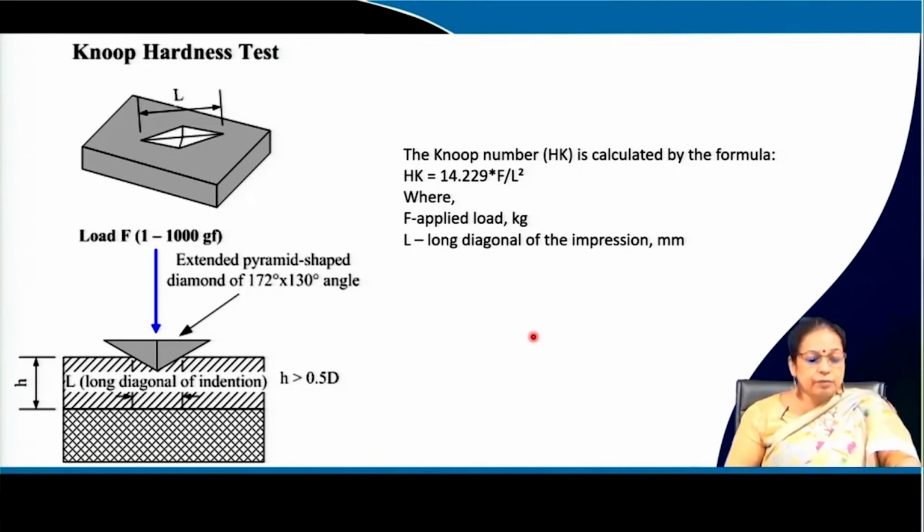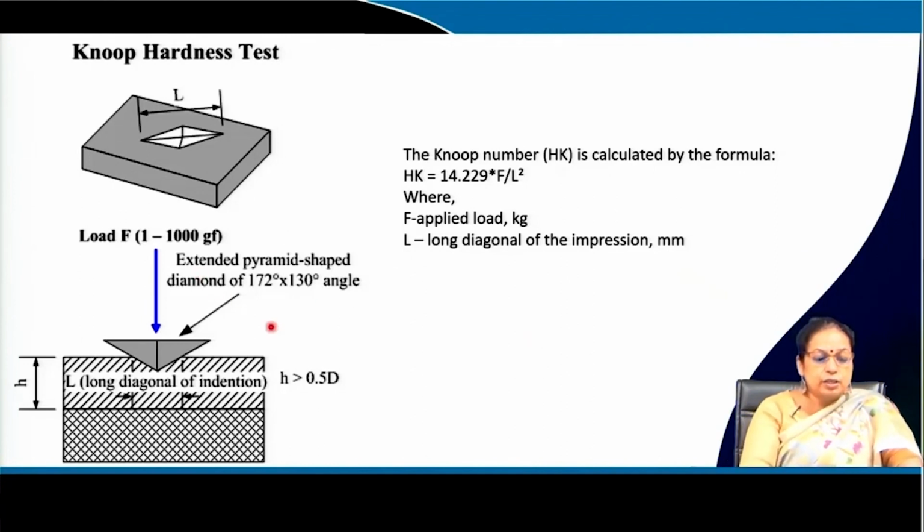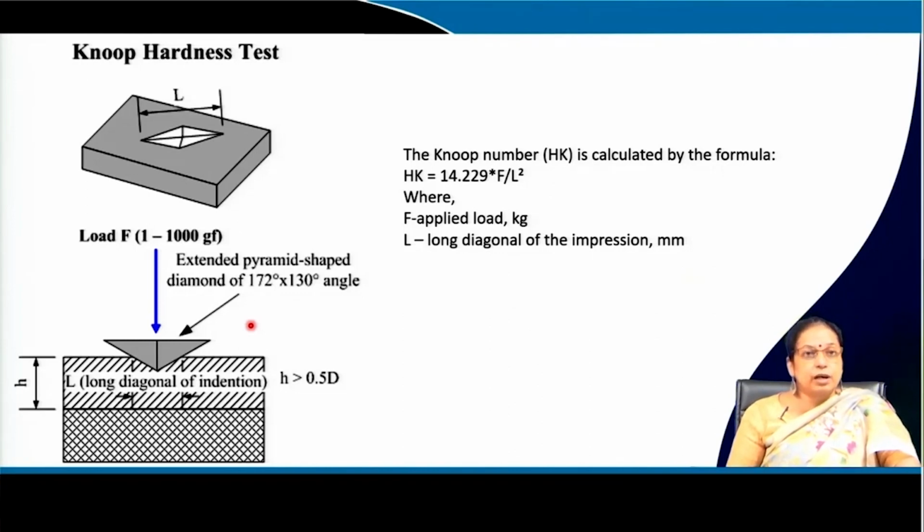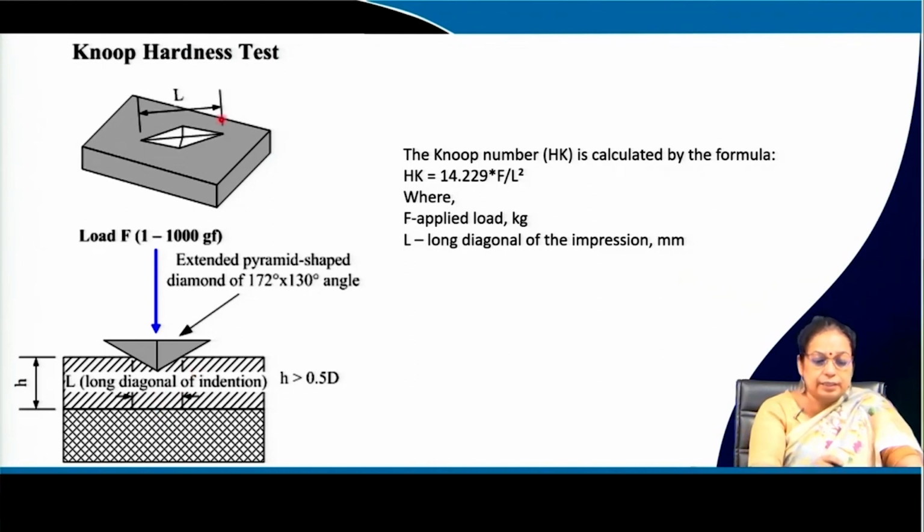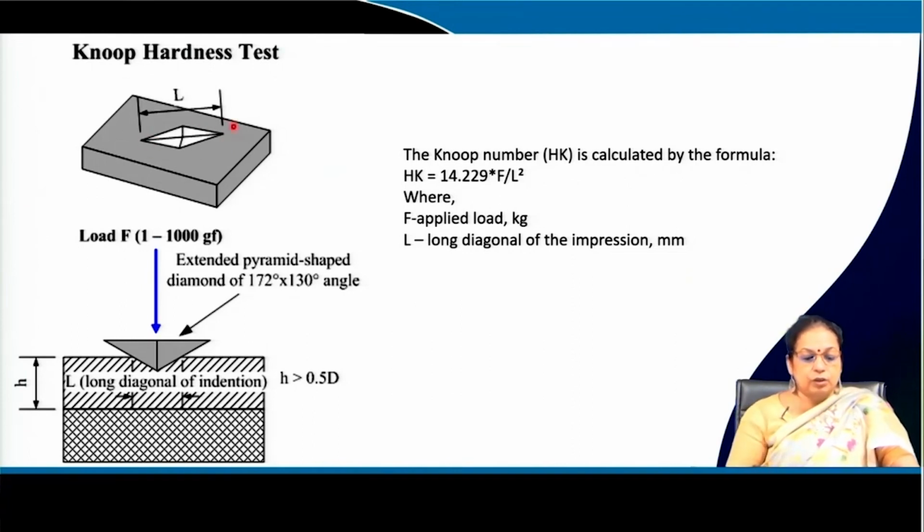Knoop hardness testing is another important type of hardness testing, where you use an extended pyramid shaped diamond indenter. Again, this is used for surface hardness measurement, not for bulk hardness measurement. Here the load varies from 1 gram force to 1000 gram force, and usually the Knoop hardness number is calculated using the formula 14.229 times the applied load divided by the long diagonal indentation length squared. In the other case you take an average, but here you just measure the long diagonal indentation length, which is good enough for giving you the Knoop hardness number.